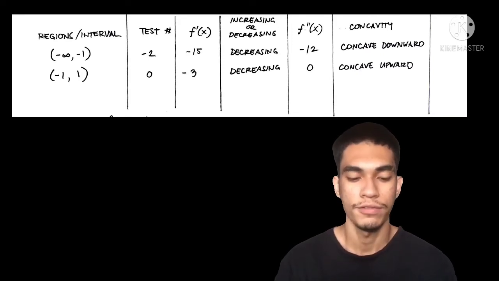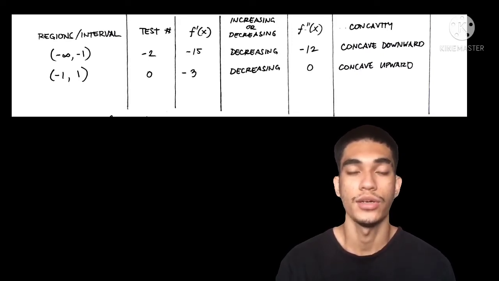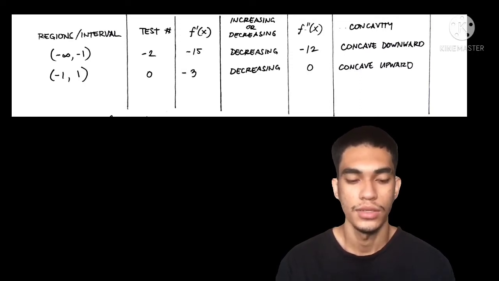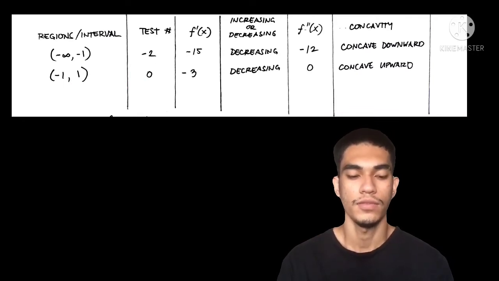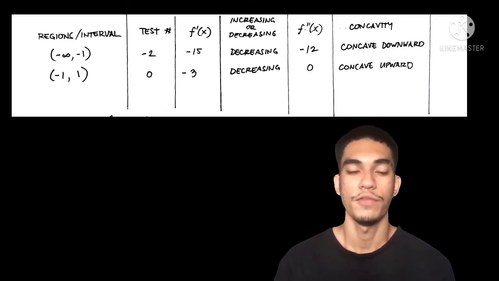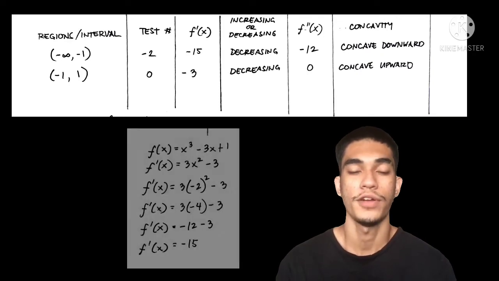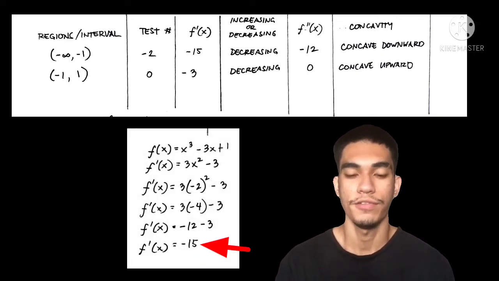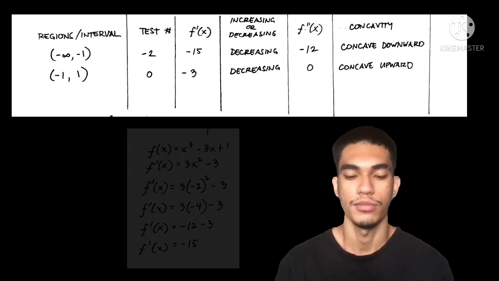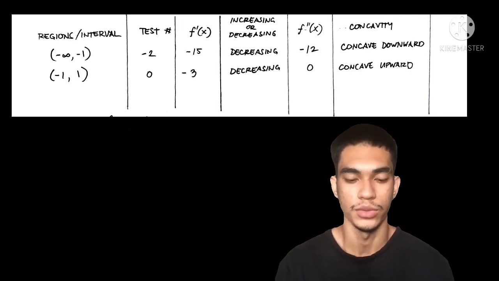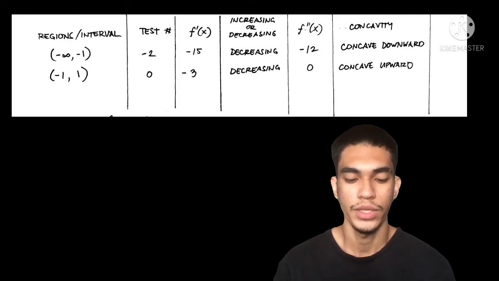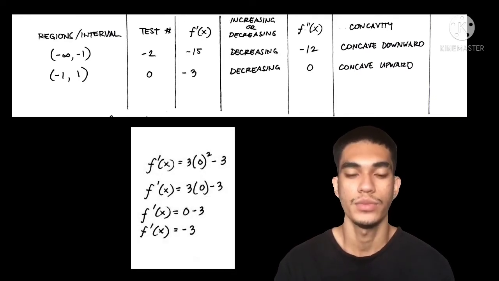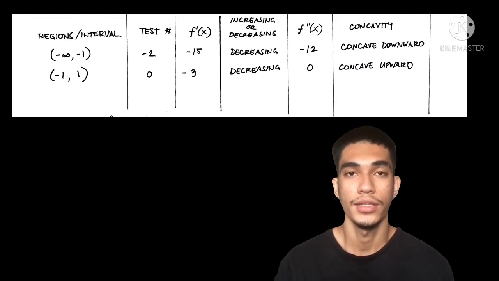And then to know if these regions are increasing or decreasing, we need to test them. So we have here the interval of -infinity to -1, where we use -2. If we substitute it into our first derivative, we will get -15, which is decreasing because of its negative value. Next, for -1 to 1, we will use 0 because it is in between -1 and 1. If we substitute it into our first derivative, we will get -3, which is again decreasing.